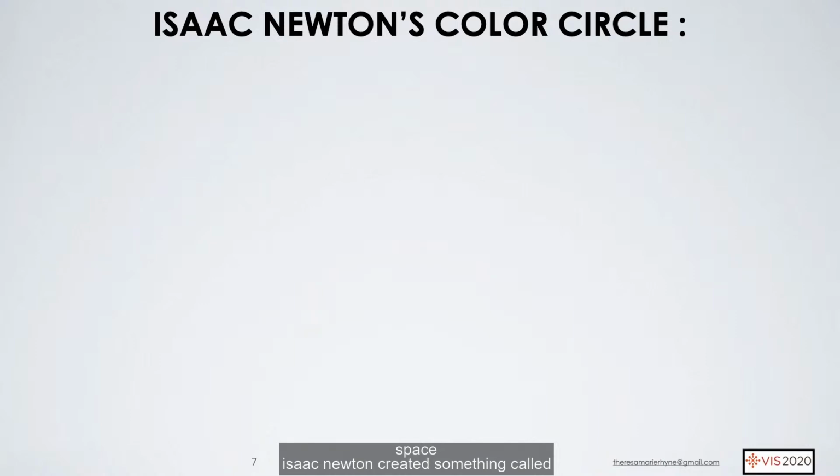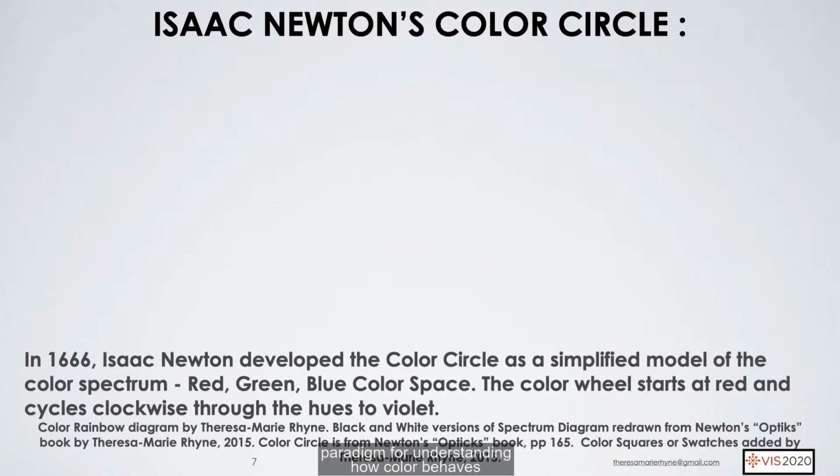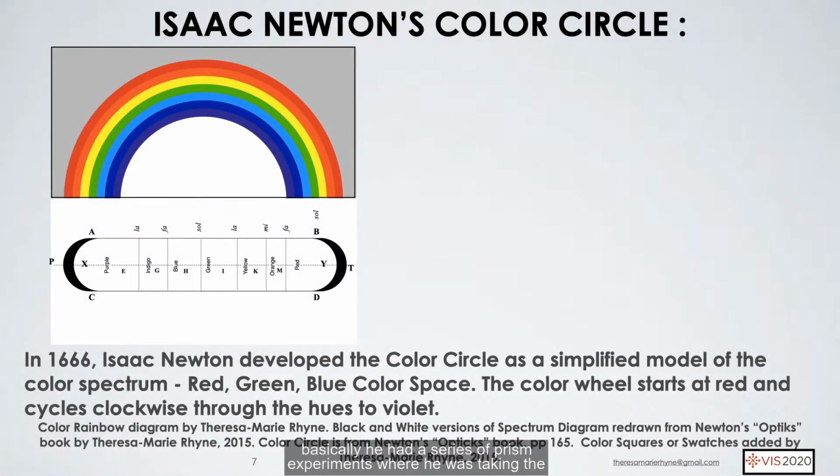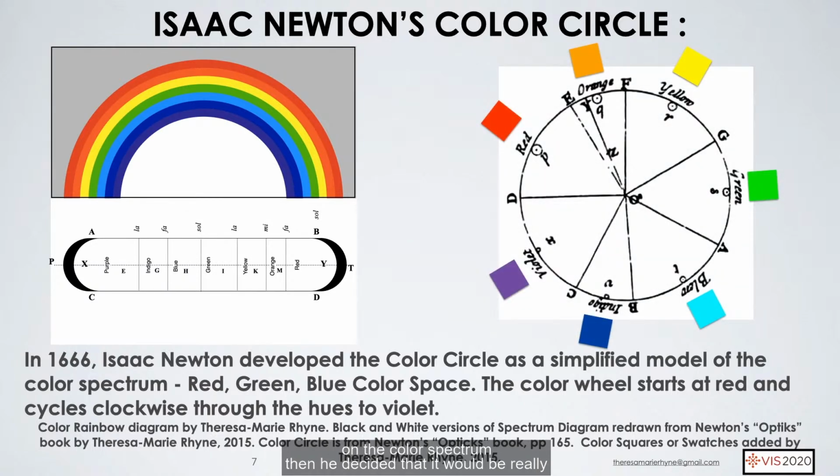Isaac Newton created something called the color circle. This is actually a key visualization paradigm for understanding how color behaves. Basically, he had a series of prism experiments where he was taking light and sending it through the prisms to create and isolate the various different colors on the color spectrum. Then he decided that it would be really neat to take that color spectrum and put it into a circle. So he put red, orange, yellow, green, blue, what he called indigo, and violet into the first color circle.